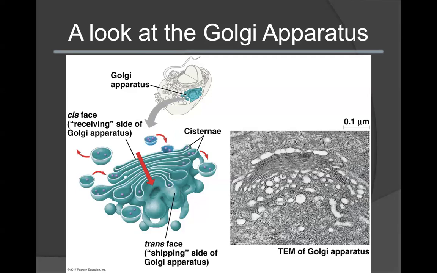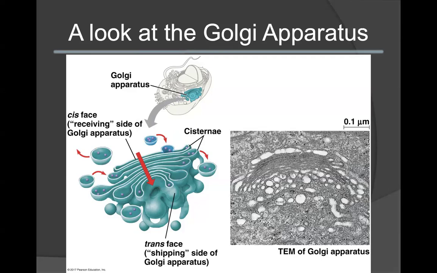Let's take a look at the structure of the Golgi apparatus. We can see that the Golgi apparatus lays in close association with the endoplasmic reticulum. Specifically, the cis side would be considered the receiving side and be the side closest to the ER. We can see that there are many tube-like cisternae structures that are stacked upon each other. We then refer to the trans side as the side that is facing the plasma membrane.